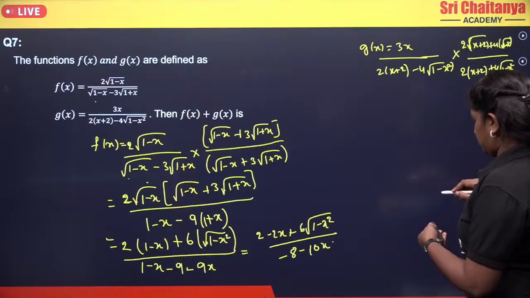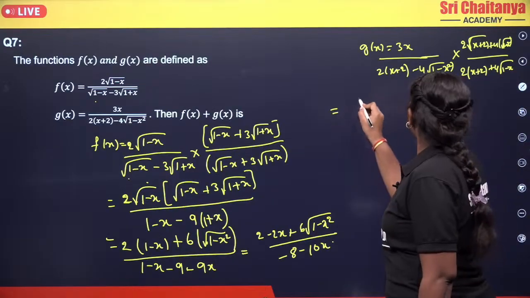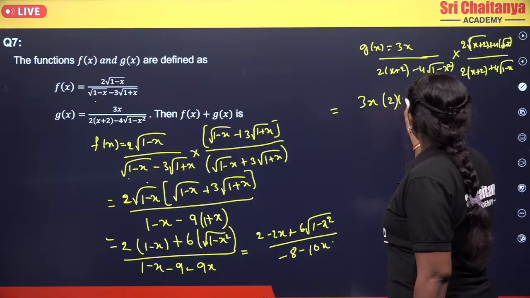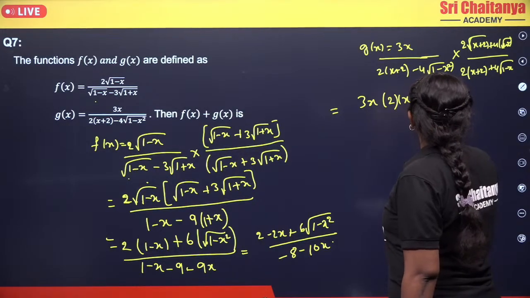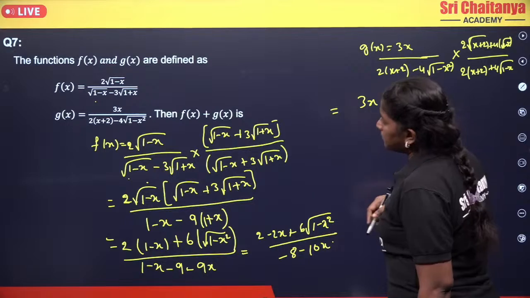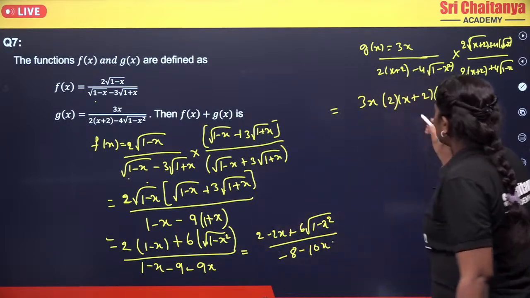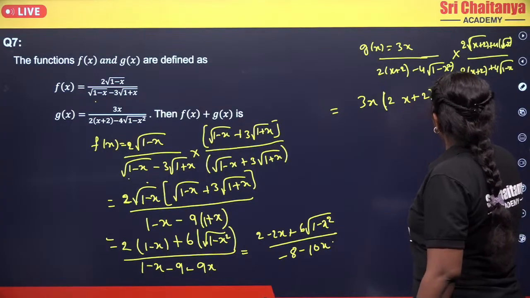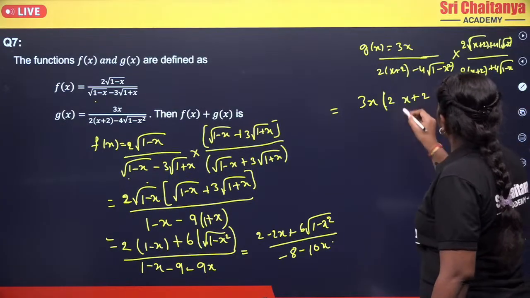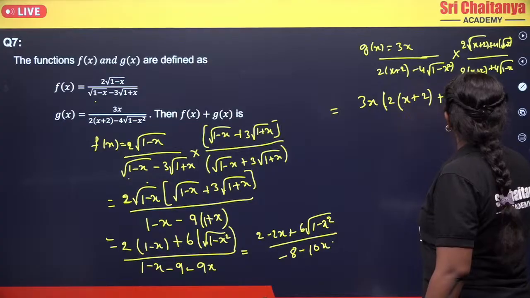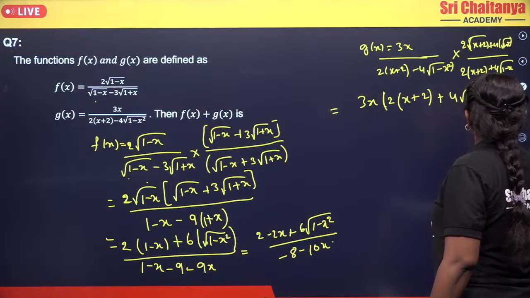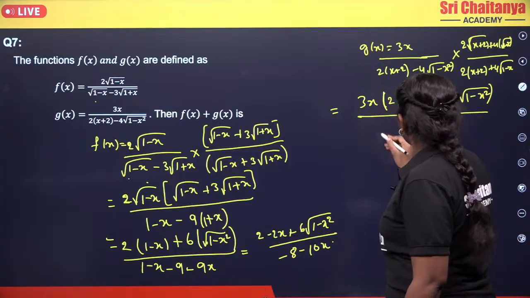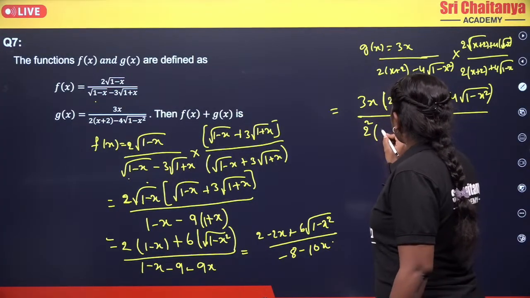Okay. So now coming to here, it will become 3x into 2 into x plus 2 into x plus 2 plus, so we have the one term, right? Here it will be completely one term, which is plus 4 into root of 1 minus x square. Okay. By, so after doing this a square minus b square, it will become 2 square x plus 2 whole square.